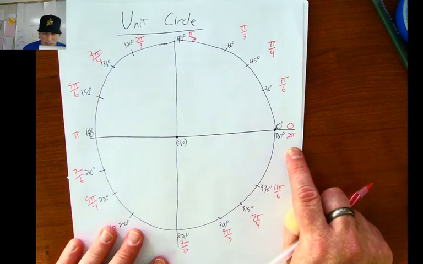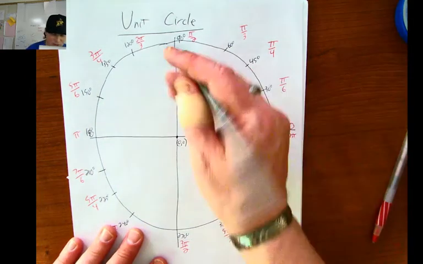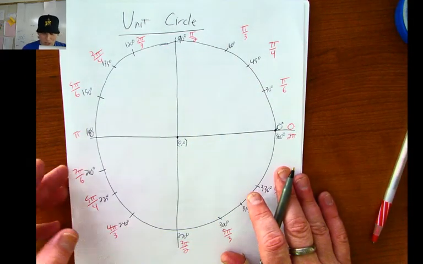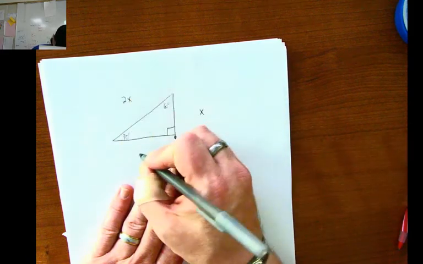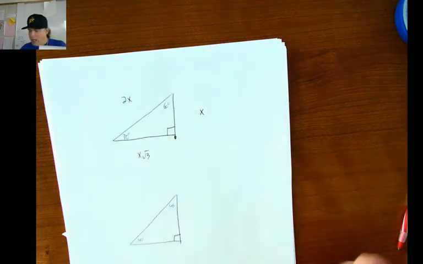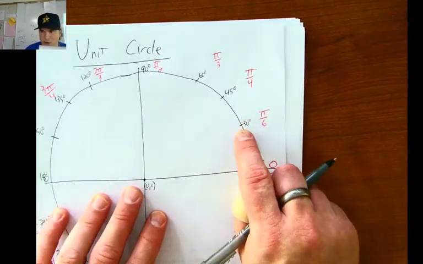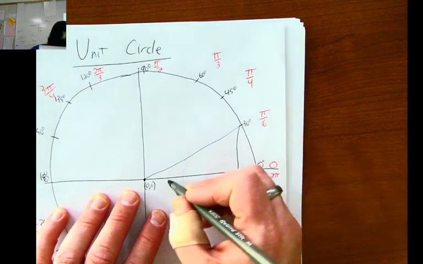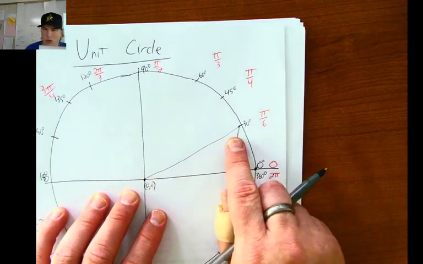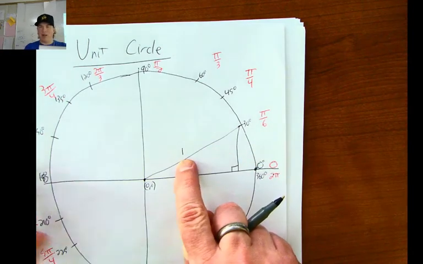Alright, the next thing we need is the coordinates for all of these measurements around this circle. Now, quickly, a friendly reminder: in a 30-60-90 triangle, this is x, this is 2x, this is x root 3. And if we were to build a triangle using this 30 degree mark here, that right triangle would look like this. And what's the radius of the unit circle? 1. And in this triangle, that's the hypotenuse.